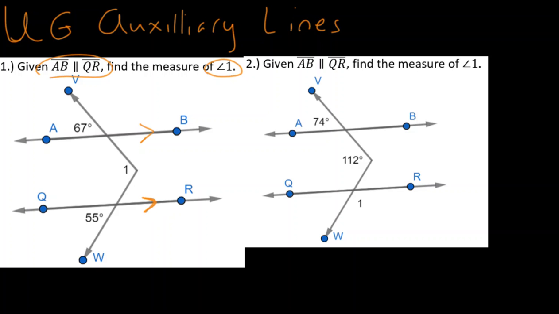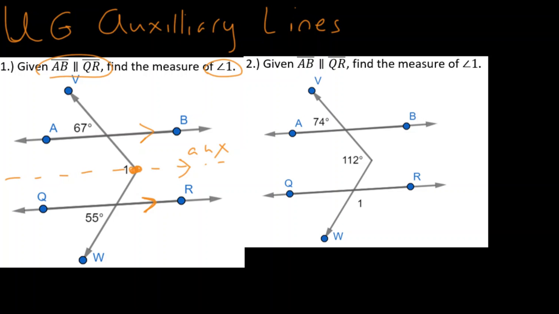Well, remember, in this scenario, what you always do every single time is you just draw a dashed line going through that joint, like where those two lines kind of meet, and you make this third line parallel to the other two lines as well. So you could say, hey, this is our auxiliary line, and it's parallel to AB and QR.